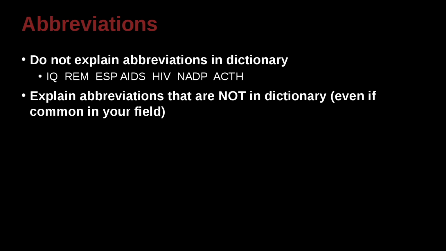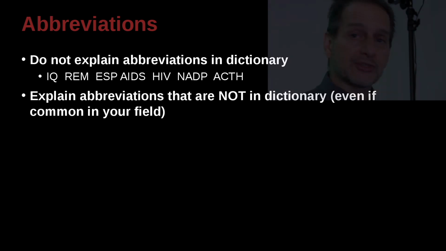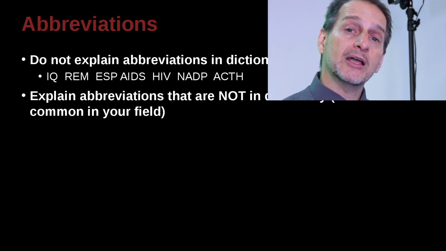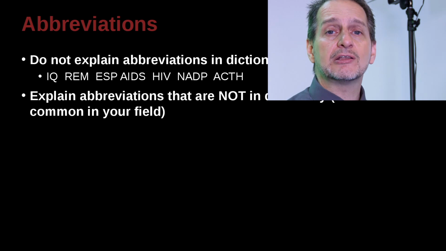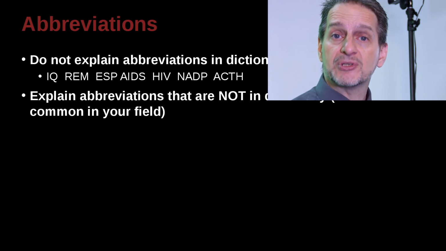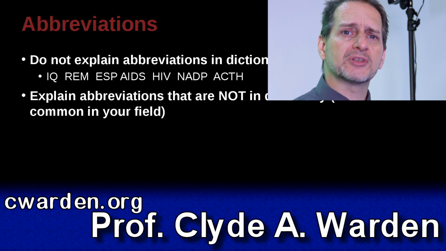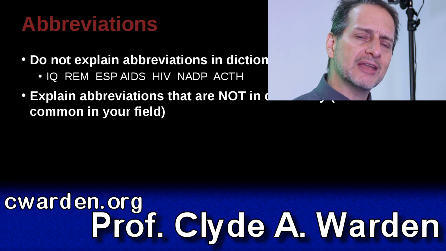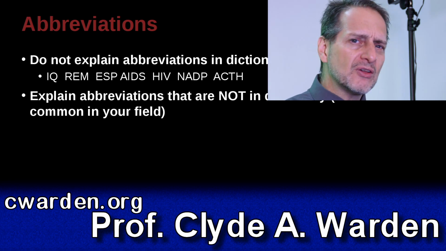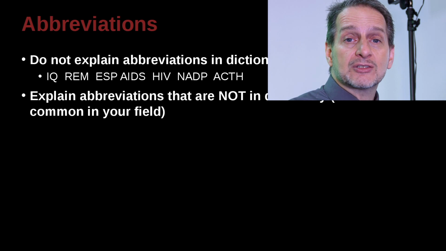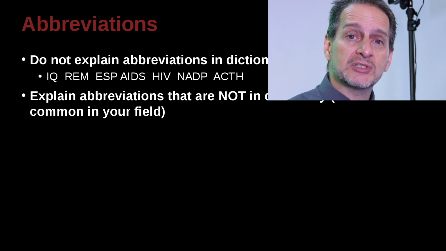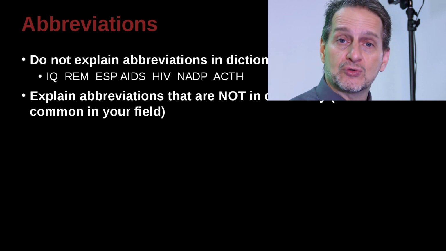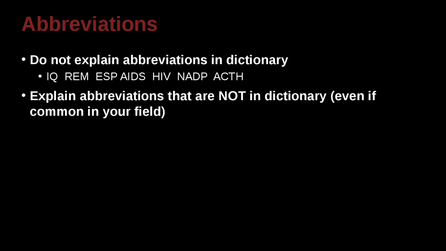Explain abbreviations that are not in the dictionary, even if it's common in your field. Now, this, I think, you need to take with a grain of salt. You need to think about it for a minute, and you need to ask your professor, and look at other papers that are published in your area or other reports or other books and see what they do. And if it's so common in the field that everyone knows it, you may not have to explain it. You can just use the abbreviation.